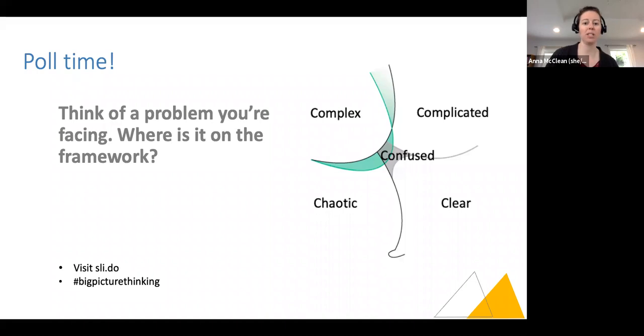So I'll give you a moment to head over to Slido and give you some time to make a choice. You'll notice there are two other options there. So some problems, elements or facets of different problems exist in multiple domains.